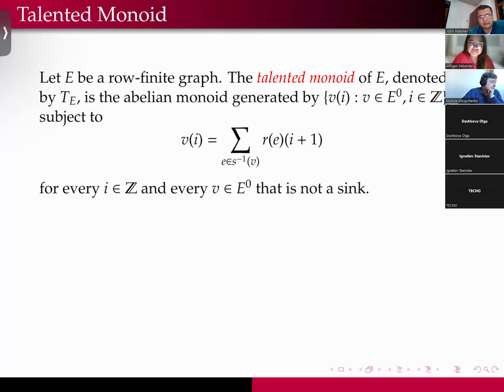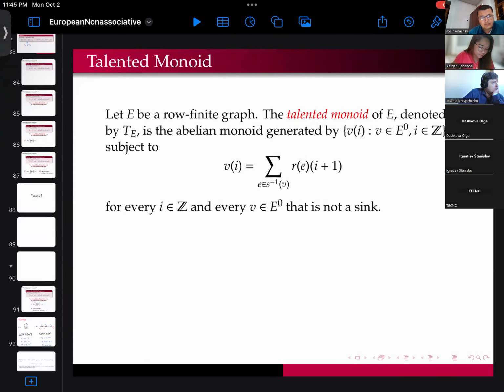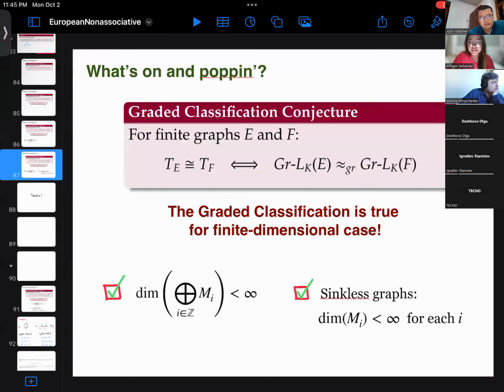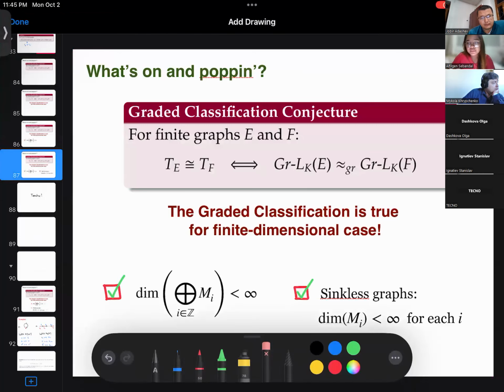Just a simple example which you mentioned, describe the conjecture, or not clear. Which conjecture? The graded classification conjecture. For now, we are not yet sure, even in the finite dimensional case. Actually, if we go back to the last part of my talk, we have proved a variation of the conjecture in the finite dimensional case where every summand is finite dimensional, but only in the sinkless type. And it's not the cycles that are making a mess in the story, at least in our study, but the sinks. Up until now, we haven't proven a more general case where you have any graph, even with sinks.